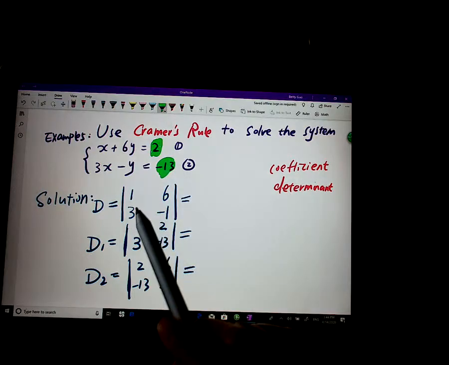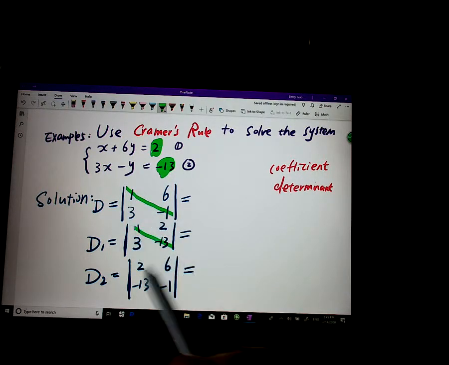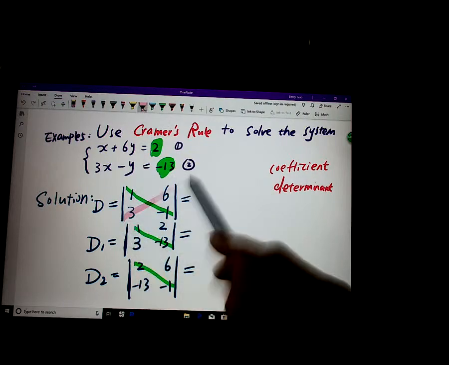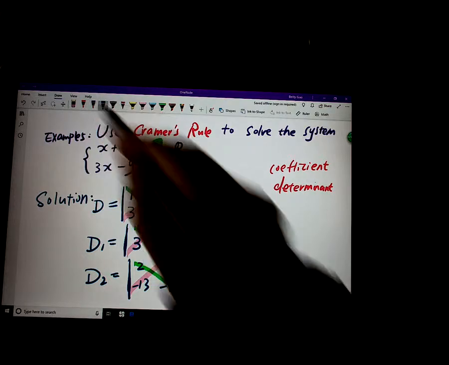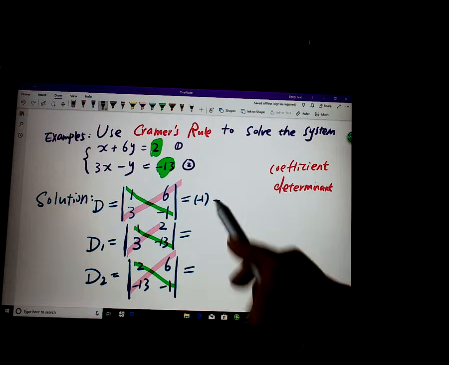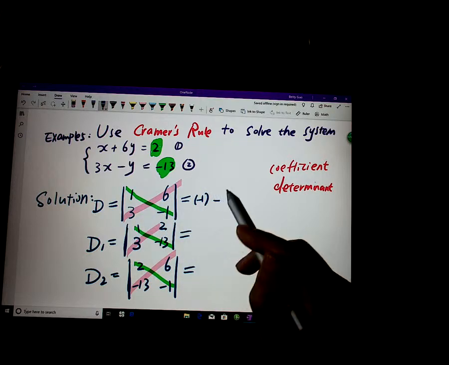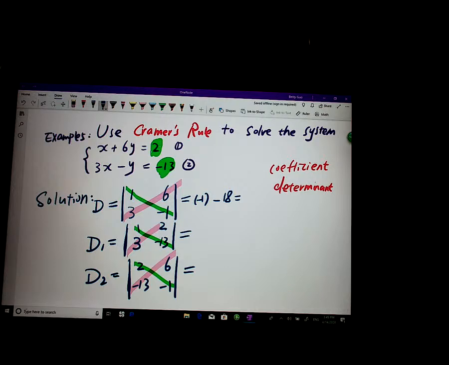We have the method for the 2 by 2 determinant, right? So this is the main diagonal. This is the vice diagonal. Okay, so let's see D. Main diagonal: 1 times -1 is -1, minus 3 times 6, which is 18. So we end up with -19. Let me double check. -1 minus 18. Yeah, -19.